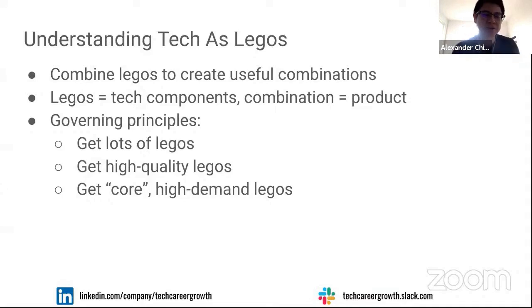Not only do you have to care about how you construct the Lego, you also have to figure out which Legos you want to acquire. When you're deciding which Legos you want in your collection, which things you want to learn, you want to get core high demand Legos, because there are some Legos that are used in many different products, and then there are some that are very specific and only go into one or two or three different products, right? You obviously want the high demand Legos, because then you're going to be much more popular, right?